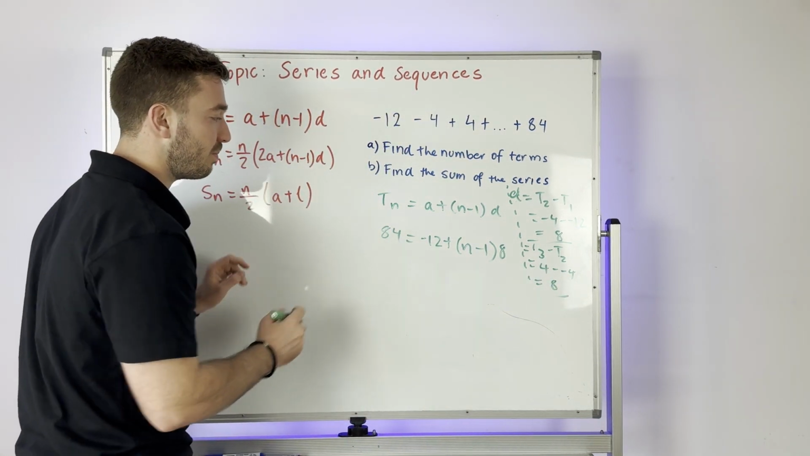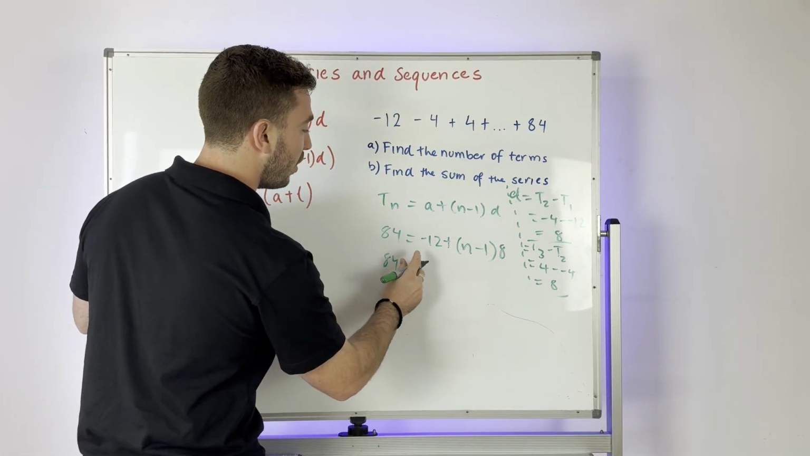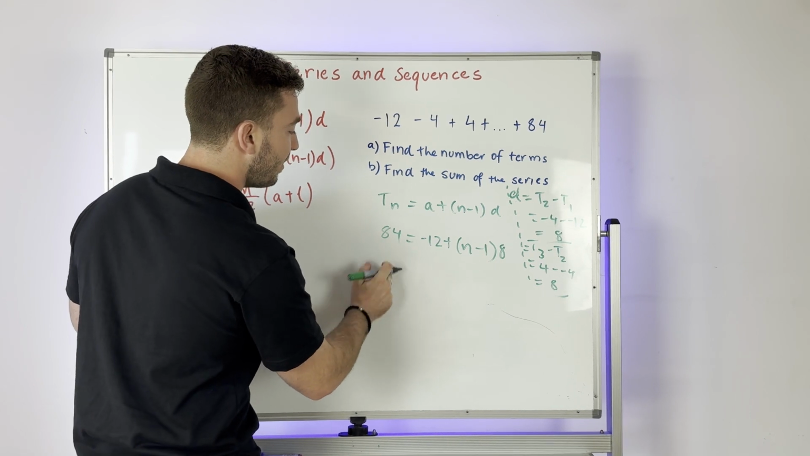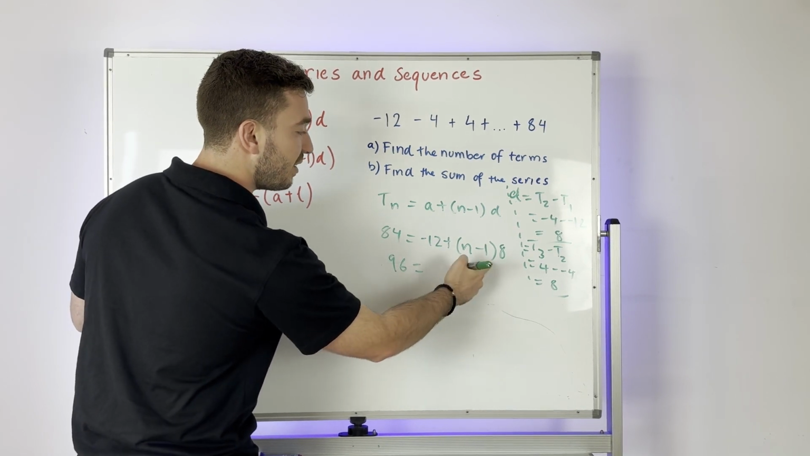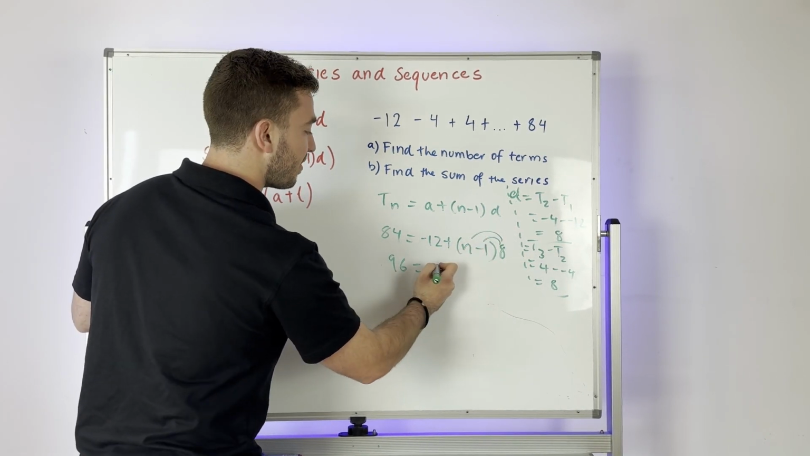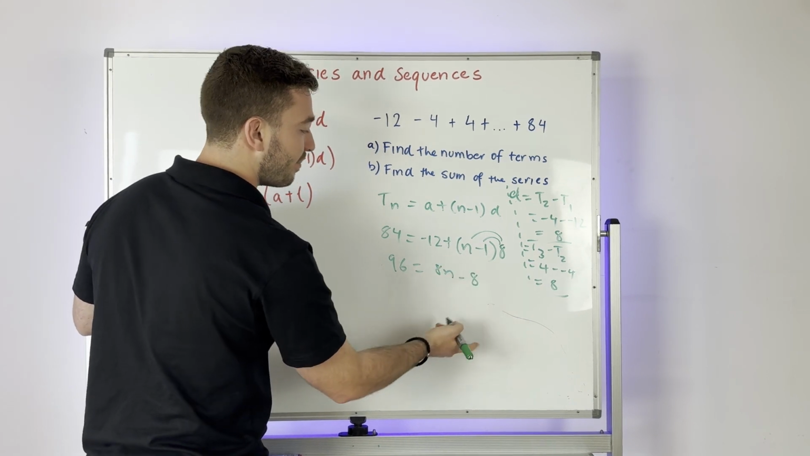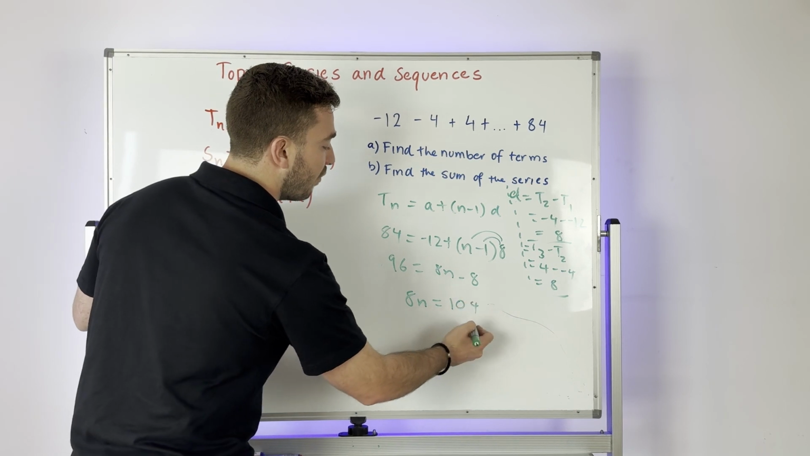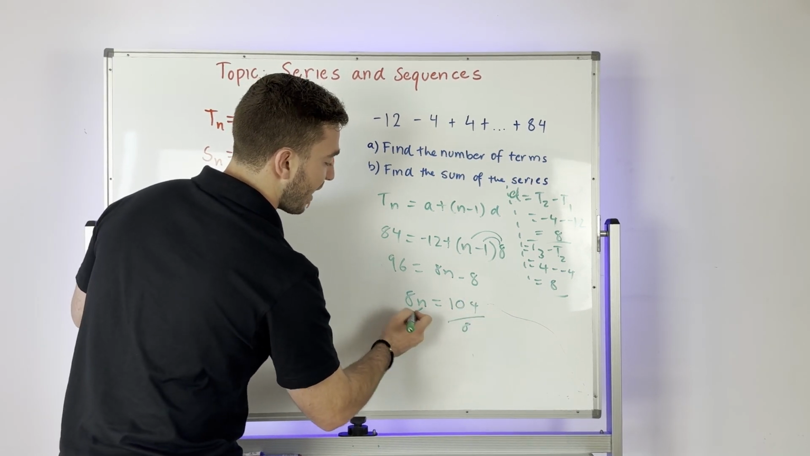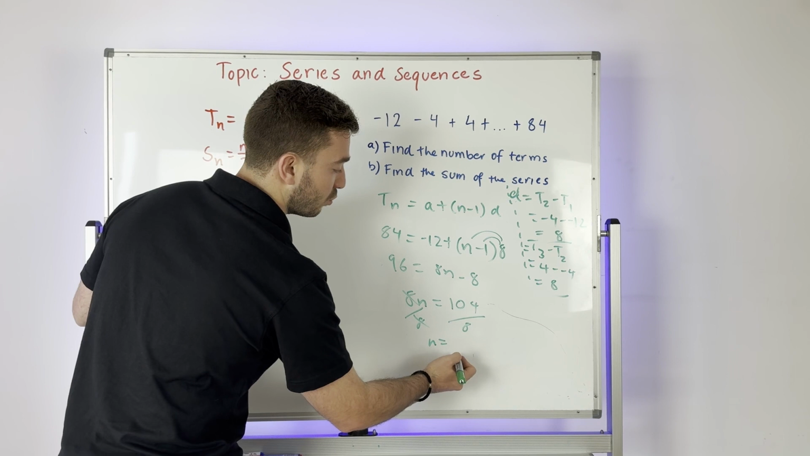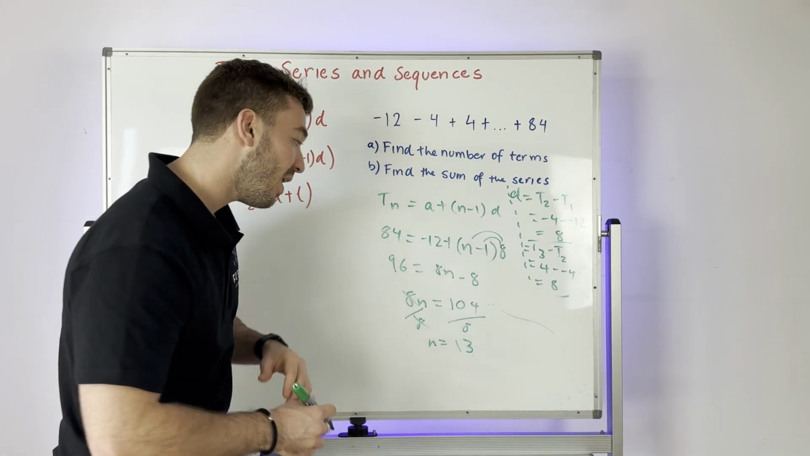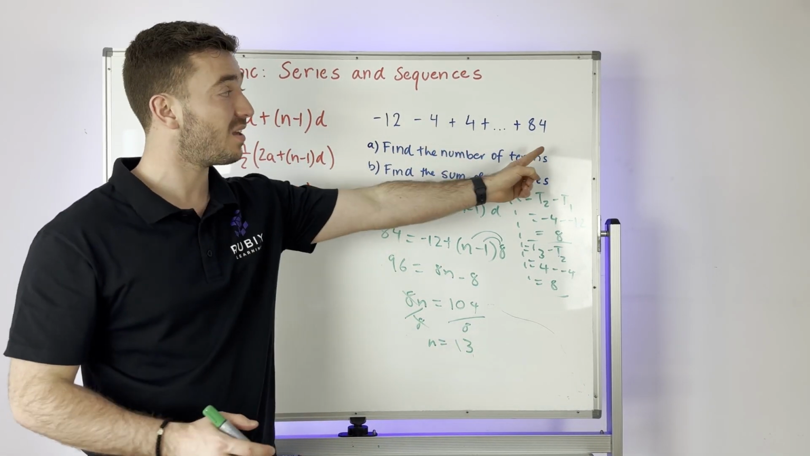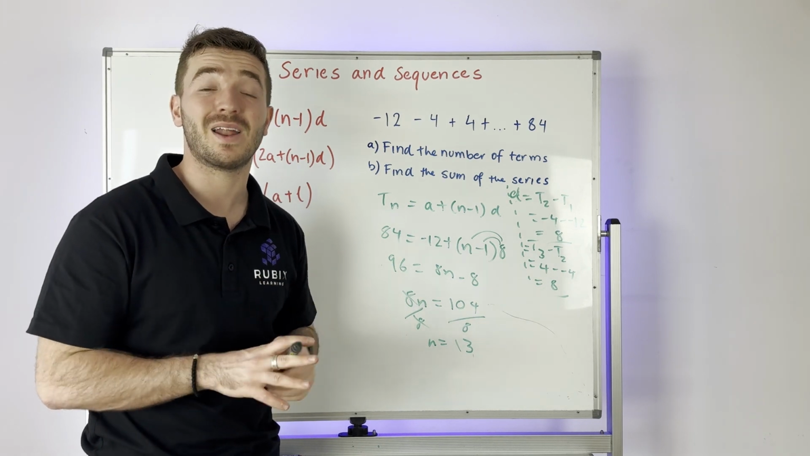Okay, now expanding all of this, I get 84. Let's add 12 to both sides. So 84 plus 12 is 96 equals, and expanding this, 8n minus 8. Adding 8 to both sides, I get 8n equals 104. Dividing both sides by 8, I get n is equal to 13. So there are 13 terms in this sequence. That's the first part of this question.